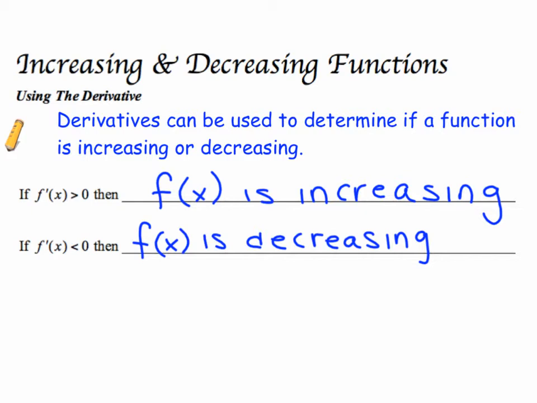So derivatives are used to determine where the graph is increasing, which means it's positive, or if it's decreasing, which means that it's going down into the negative numbers. If f prime of x is greater than 0, then the graph is increasing. If f prime of x is less than 0, then the graph is decreasing. So if the derivative of the equation is greater than 0, the graph is increasing. If it's less than 0, then the graph is going down, it's decreasing.